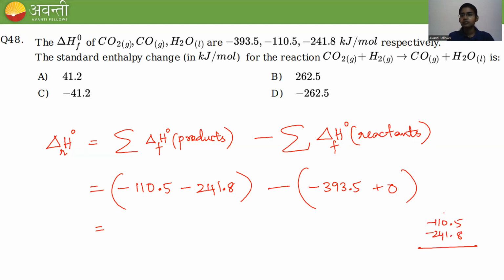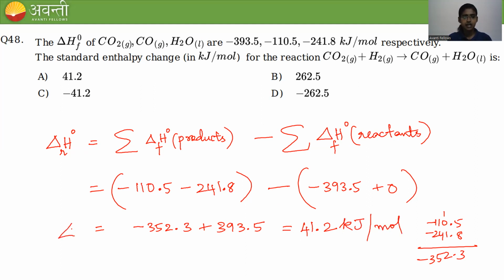Here it is 13 and here it is 2, 5, 3 minus 352.3, and minus into minus plus is 393.5. So on solving this, you will get 41.2 kilojoule per mole. So this is the standard enthalpy change for the given reaction. So option 1 is the correct answer.